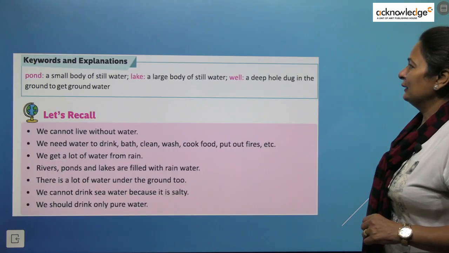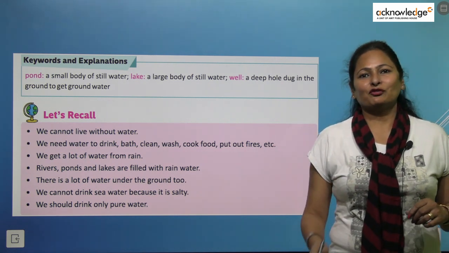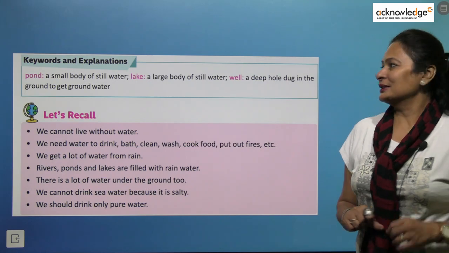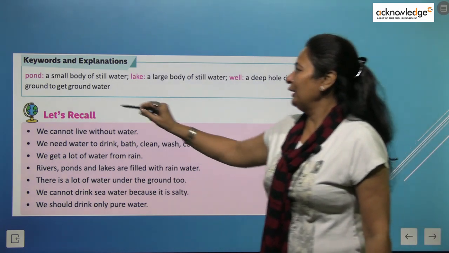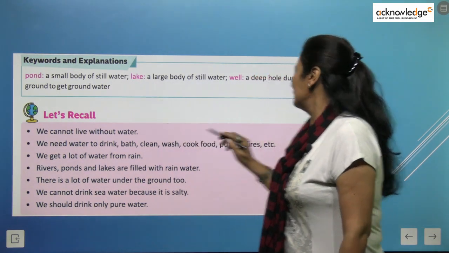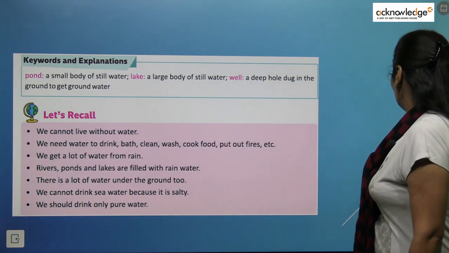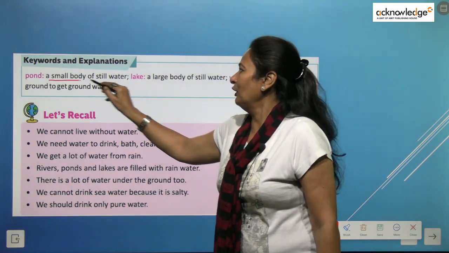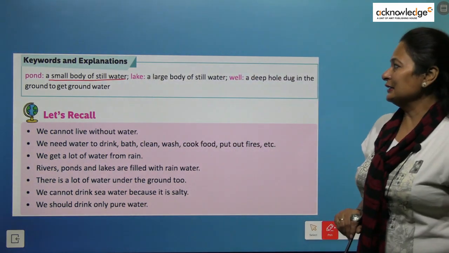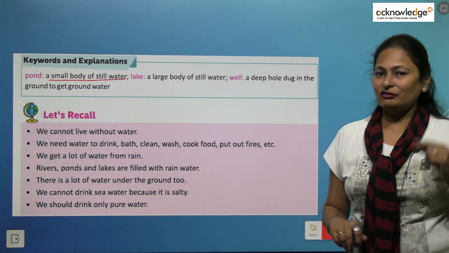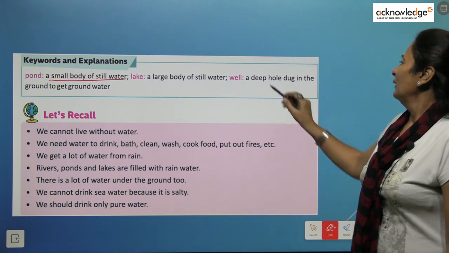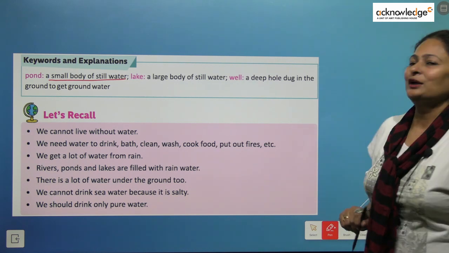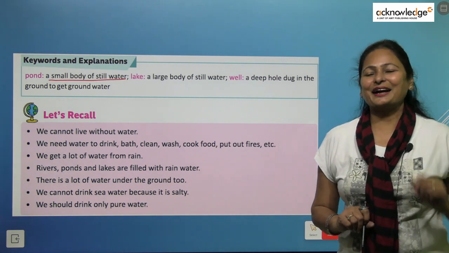Understood, kids? Now, again, time for keyword and explanation. Pond, a very small body of still water. Yes, it is not moving water. Small body of still water. Now, what is lake? It is a large body of, again, still water. Well, a deep hole that is dug into the ground to take the groundwater.